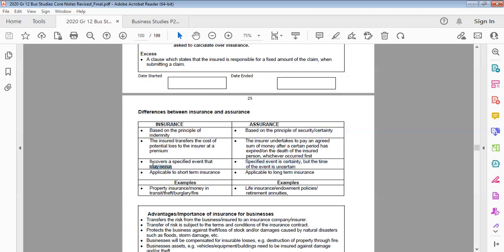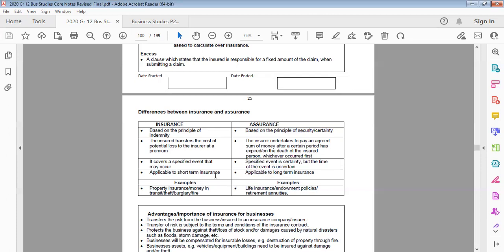Insurance is basically on a specified event that may occur. So it doesn't necessarily mean that someone is going to steal from you, or that there will be a fire. Okay, so this is more of a maybe type of insurance, and this is more like it definitely will happen. It's just the time that is uncertain. Okay, applicable to short term, applicable to long term.